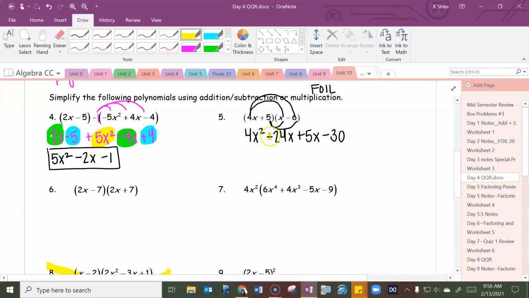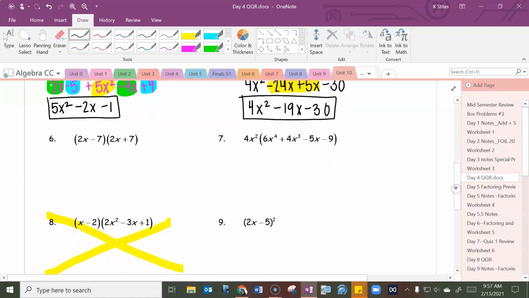And then you've got some like terms here in the middle, and like terms we always go ahead and combine, okay? And by combine, I mean we're adding them together. So you have negative 24x plus 5x, which is going to be, I'll bring this down, a negative 19x. And there you go.